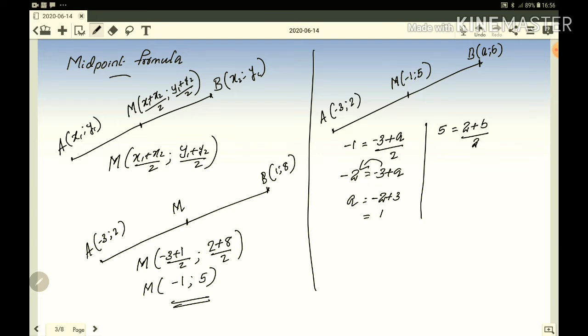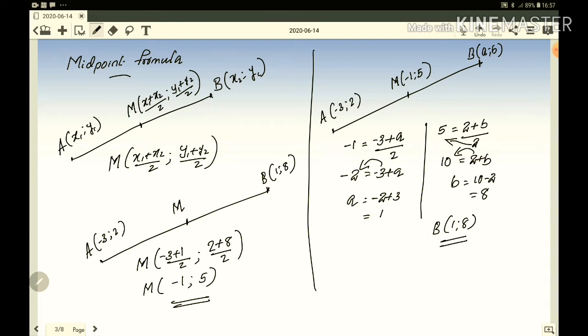Then cross multiply and simplify. When you cross multiply, 2 times 5 is 10, is equal to 2 plus b. Therefore, b is equal to 10 minus 2, sending 2 to the other side. The answer is going to be 8. So we got the coordinates of B as 1, 8. So this question is very important. You have to study it.